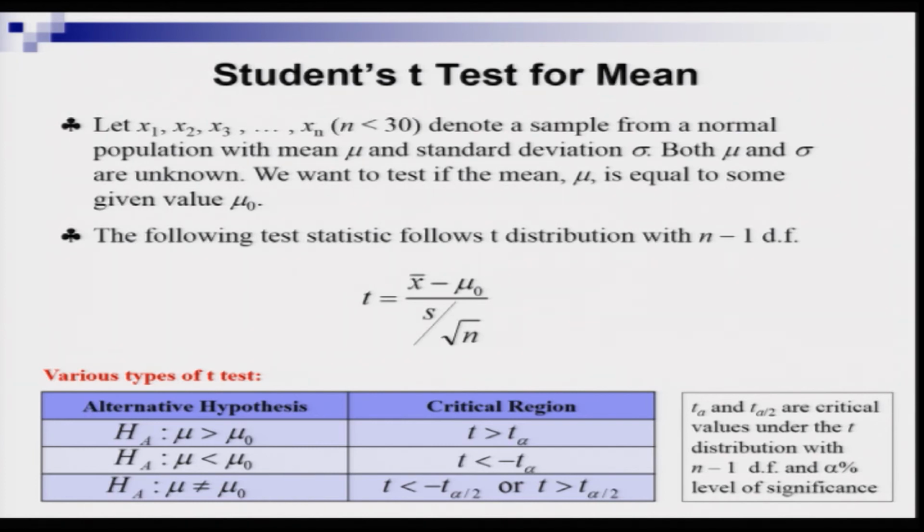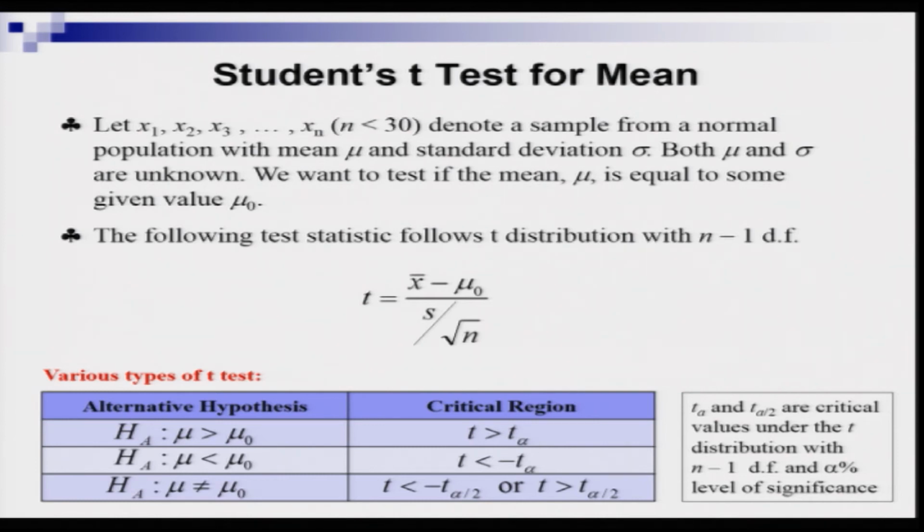Okay, so here we want to test whether the mean mu is equal to some given value mu naught or not. And we have to now come up with a new test statistic. The Z test statistic will not work because we are dealing with a small sample. So, we now define a new test statistic T, which is basically x bar minus mu naught divided by S over root n.